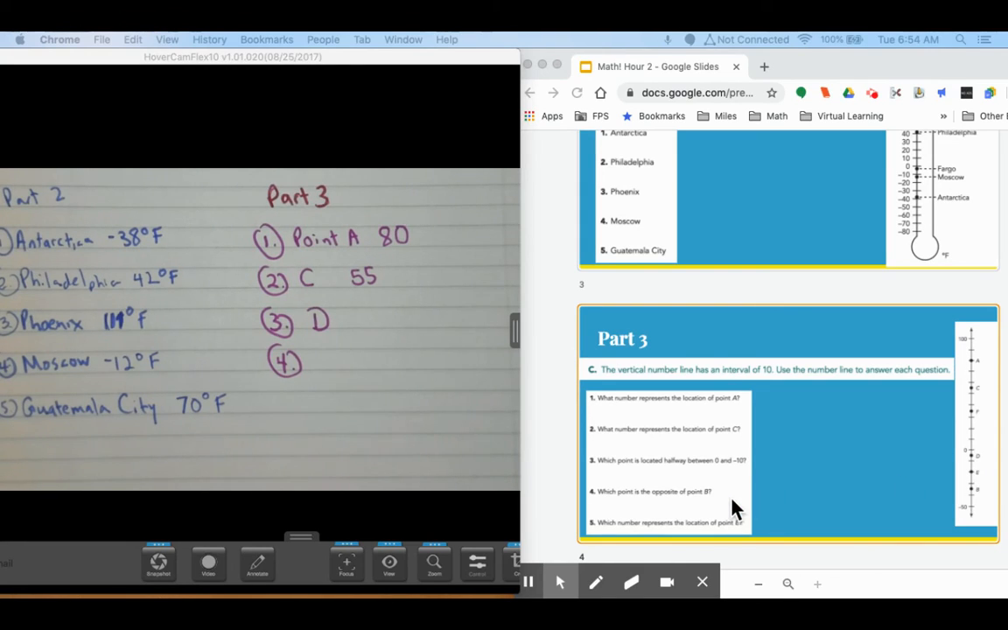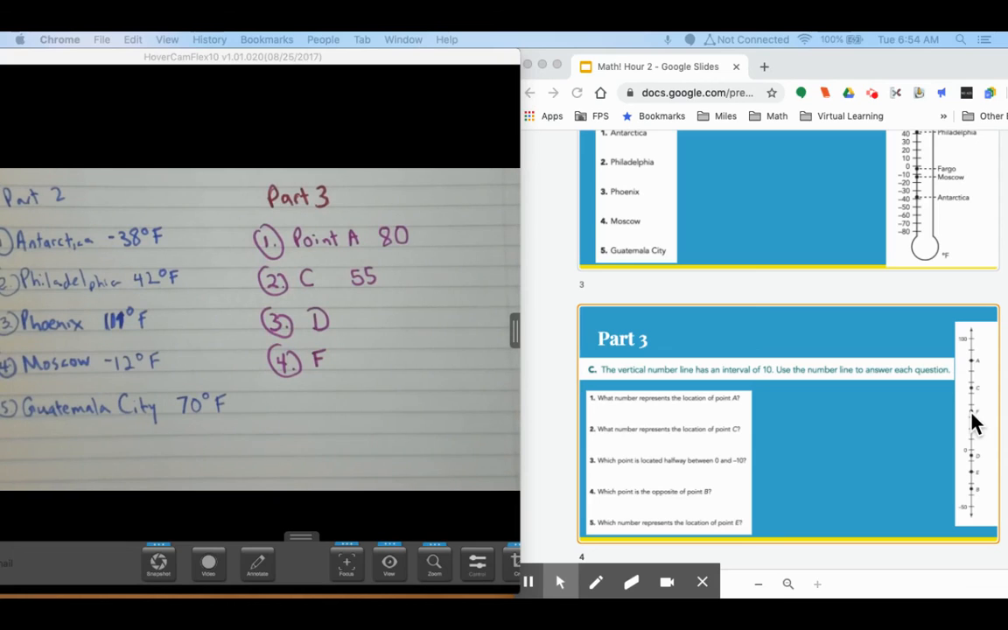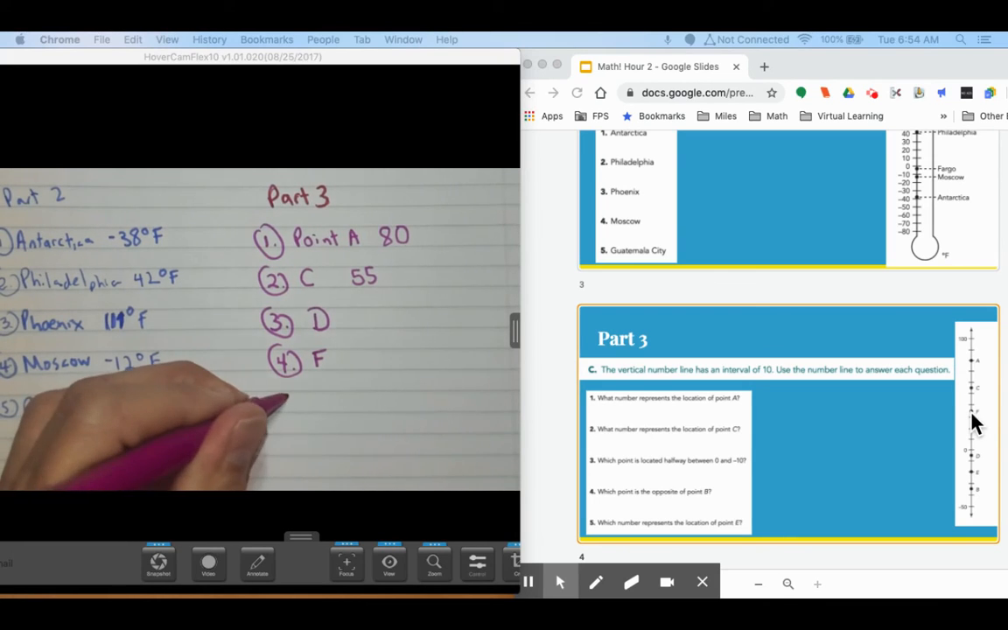Number 4, which point is the opposite of point B? Tricky question there. So I look first, pause it, do it first. Point B is -10, -20, -30, -35. The opposite of -35 is +35. So 10, 20, 30, 35. And so point F is going to be the opposite of point B. Pause it and do number 5.